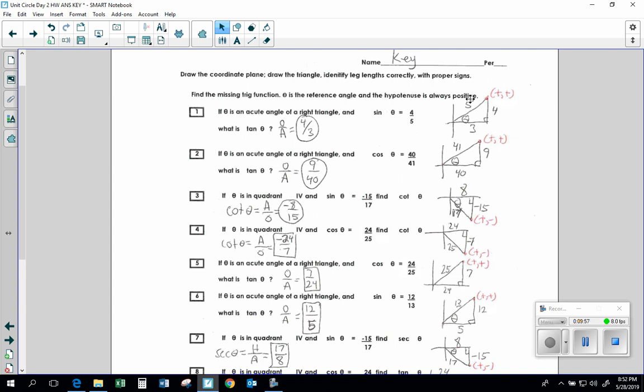That takes care of the information that we need now. Now we go ahead and answer the trick question. What is tangent? TOA, and tangent is opposite over adjacent. So we just go to the opposite side over the adjacent side and we get 4/3.